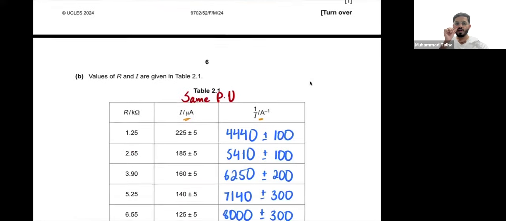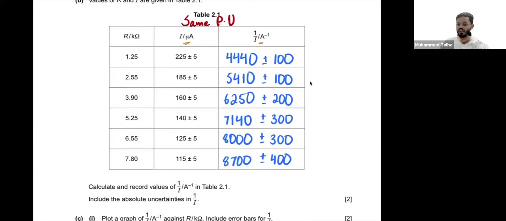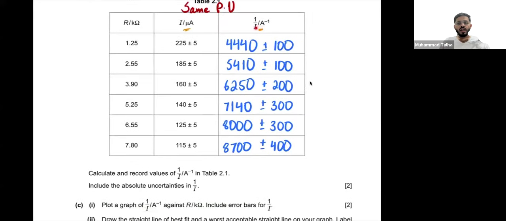Next part is filling up the table. So you are given R and I in microamperes, and you are supposed to find 1 over I, and you also have to include the absolute uncertainties. Do take care that I is in microamperes and your 1 over I is just in amperes. So you would have to take care of the micro when doing the 1 over I's. Now, because this is all 3SF, you can take your values to 3SF or to 4SF. Again, the easiest thing to do with plotting is that you don't take it to 1 more than the minimum. You just take it exactly equal to that. That's just going to make your plotting a bit easier.